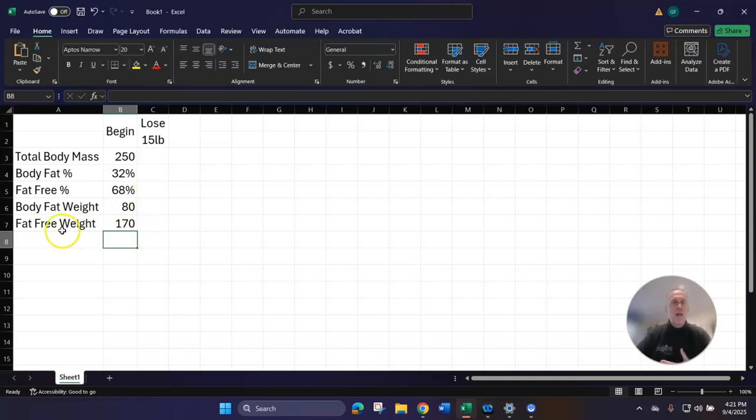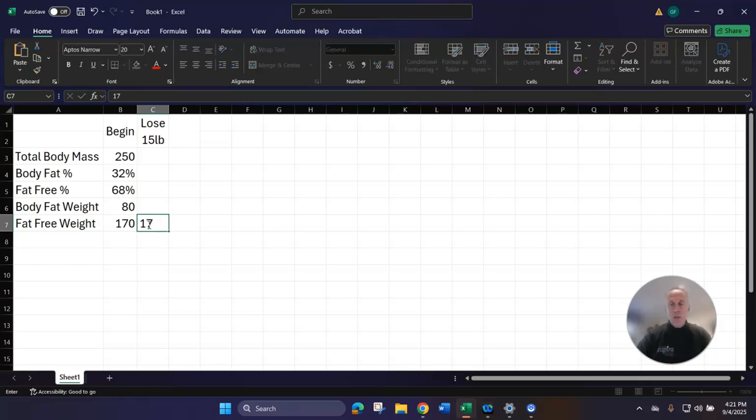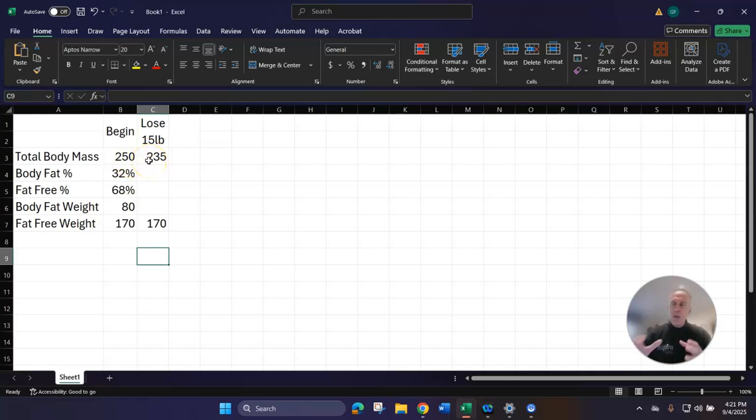And let's just say their fat-free weight stays the same. We're going to have them work out, and just for the sake of this argument, you hope they put on a little bit of muscle mass, but they end up keeping their fat-free weight the same, and their fat-free weight is going to end up being 170 pounds. If they're going to lose 15 pounds, well, this is going to drop 15 pounds. This becomes 235, right? So 15 subtracted from 250 gives us 235.